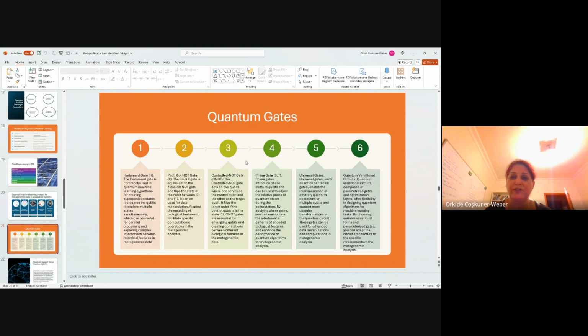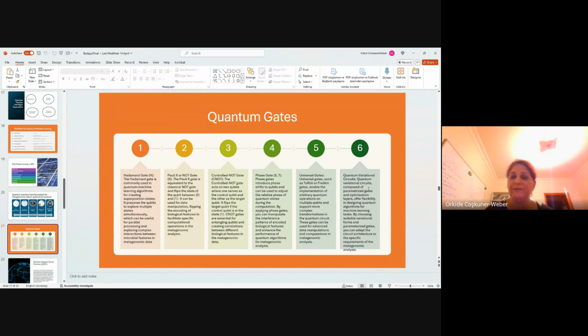Universal gates, such as Toffoli or Fredkin gates, enable the implementation of arbitrary quantum operations on multiple qubits and support more complex transformations in the quantum circuit. These gates can be used for advanced data manipulations and computations in metagenomics analysis.